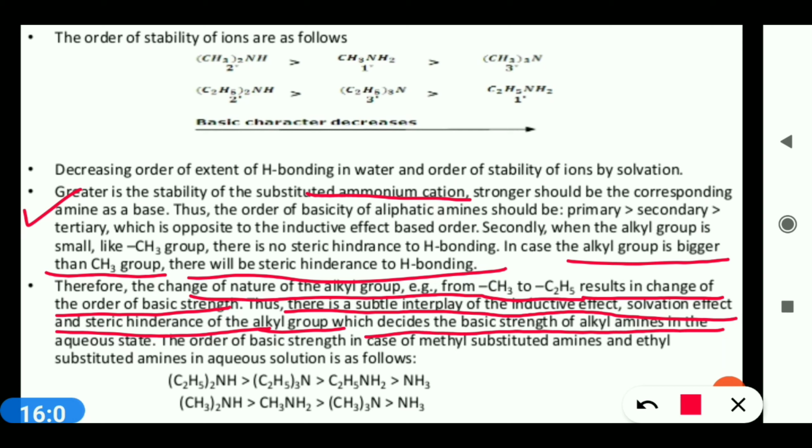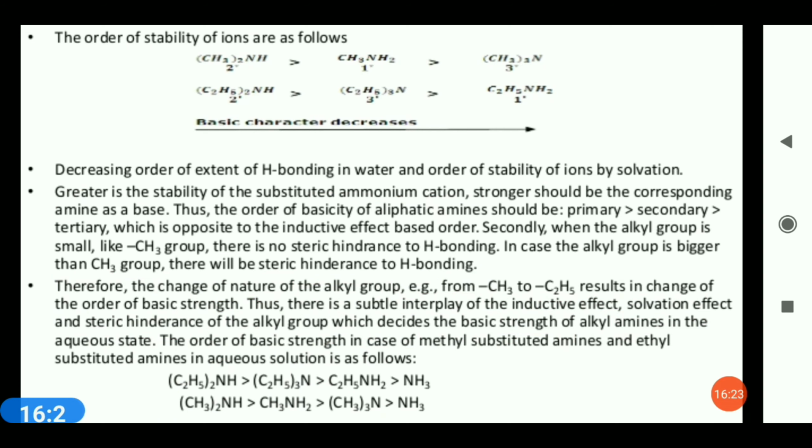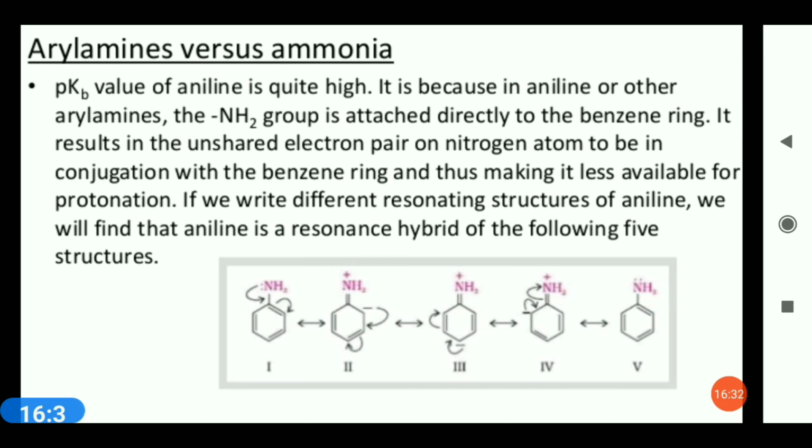So, the order of the basic strength in case of the ethyl substituted amine is 2 degree, 3 degree, 1 degree, ammonia. And in case of methyl, it's 2 degree, 1 degree, 3 degree and ammonia. So when you solve the NCERT, many questions are there like this. You see the group present with the nitrogen and accordingly you will find out the basicity.